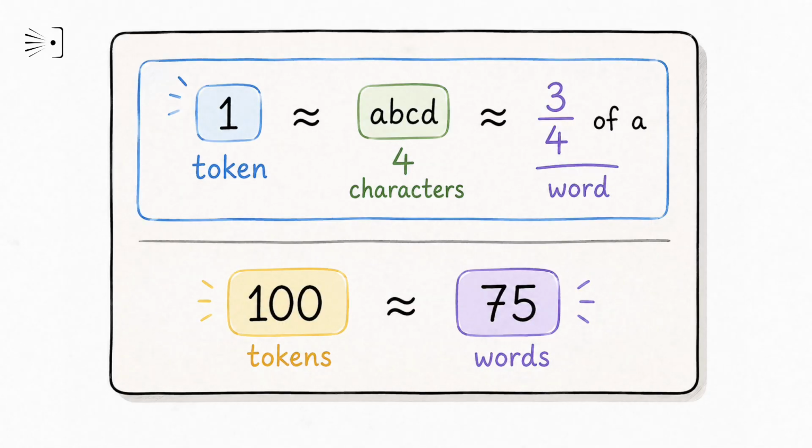How big is a token? For English, a handy rule: one token is about 4 characters, or roughly 3/4 of a word. So 100 tokens is about 75 words, a short paragraph. It's only an estimate, but it's good enough to reason about size.